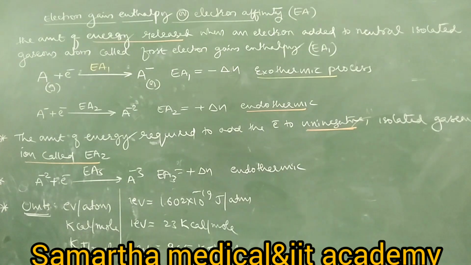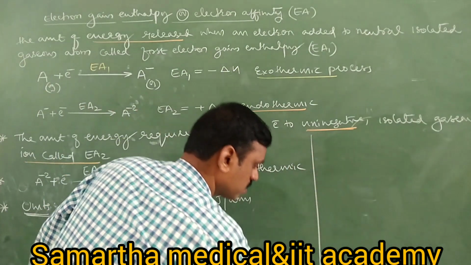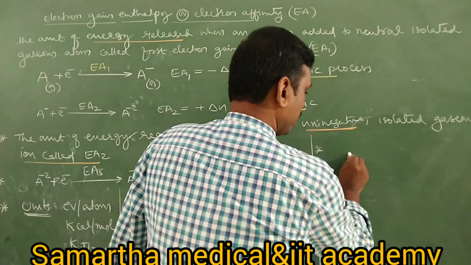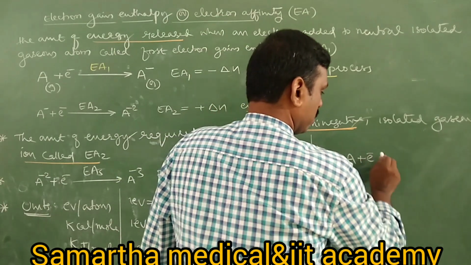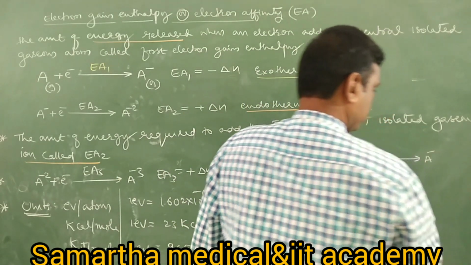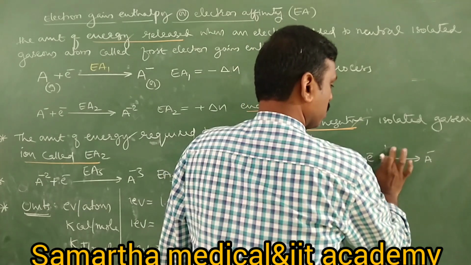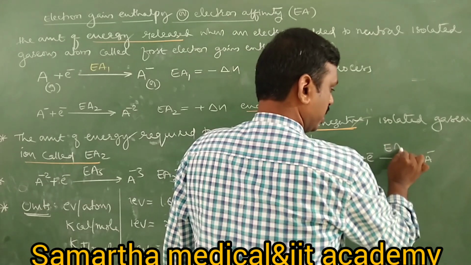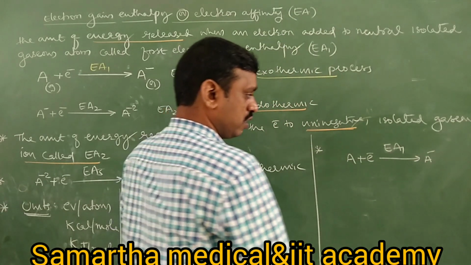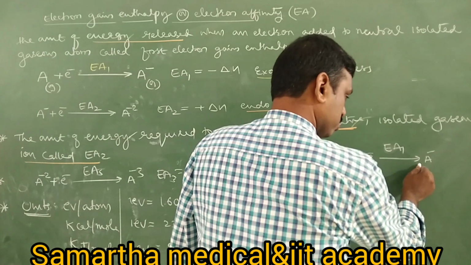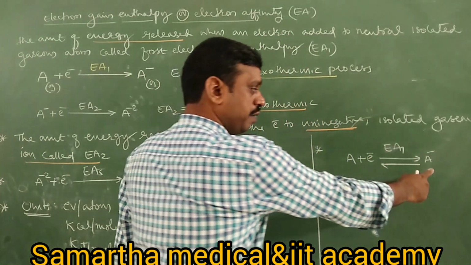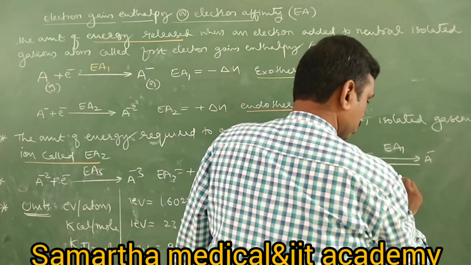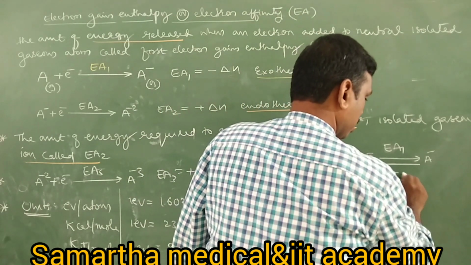Okay. Next, one important conversion here. Now let us take A plus electron gives us A minus. What is this? Yeah, first electron gain enthalpy, right? Next, if I take the reverse, A minus gives rise to A, this is the first ionization enthalpy, IE1.